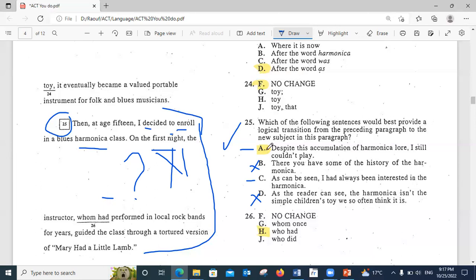So whether A or B, I have to go back and check the paragraph. The paragraph is mainly about learning harmonica, the need to learn how to play, or about being interested in harmonica. I'm sure it's about learning how to play, because it's about a class and an instructor and stuff like that. So he went to class because he wanted to learn how to play, because he could not play. So that's why sentence A is the best introduction for the ideas in this paragraph.